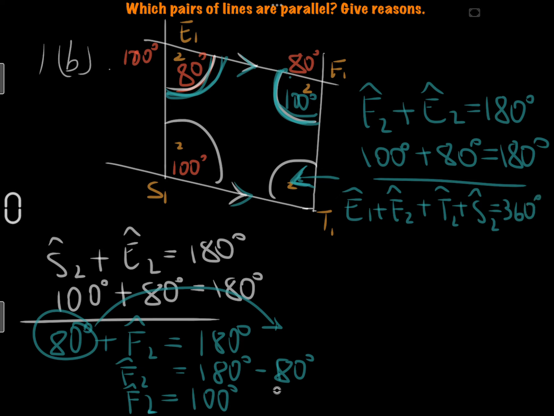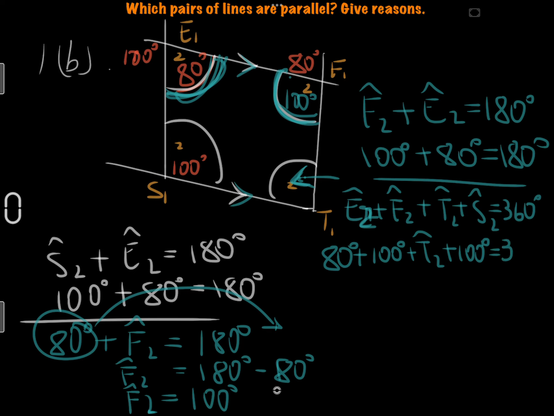Right, so now by substitution, we know that angle E2, since it's an interior angle, this angle here. So in this case, let's go ahead and substitute. We have angle E2 is 80 degrees, plus angle F2 is 100 degrees, plus angle T2. This angle is unknown, you can just leave it there. And then angle S2 is 100 degrees, so we're going to write 100 degrees there.